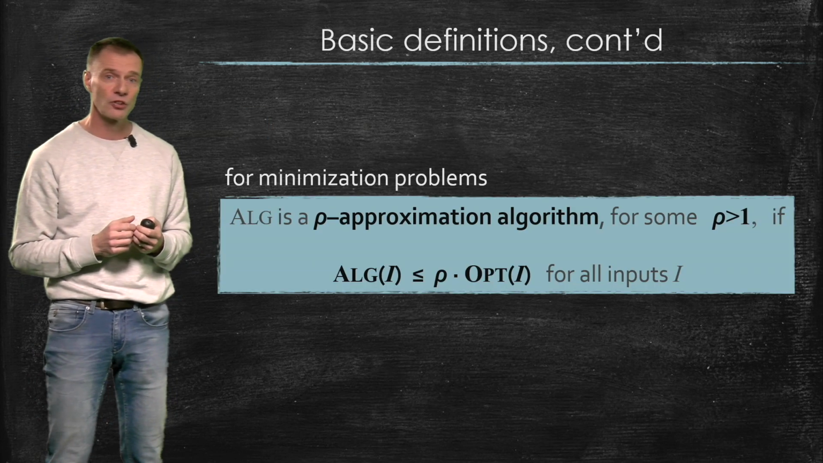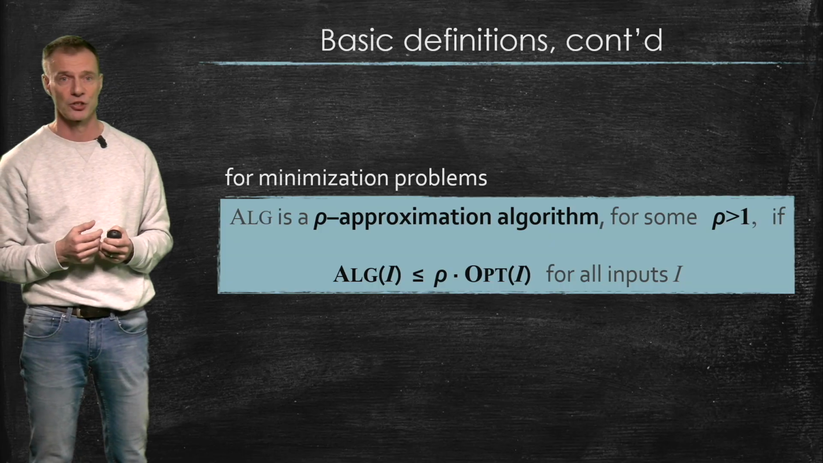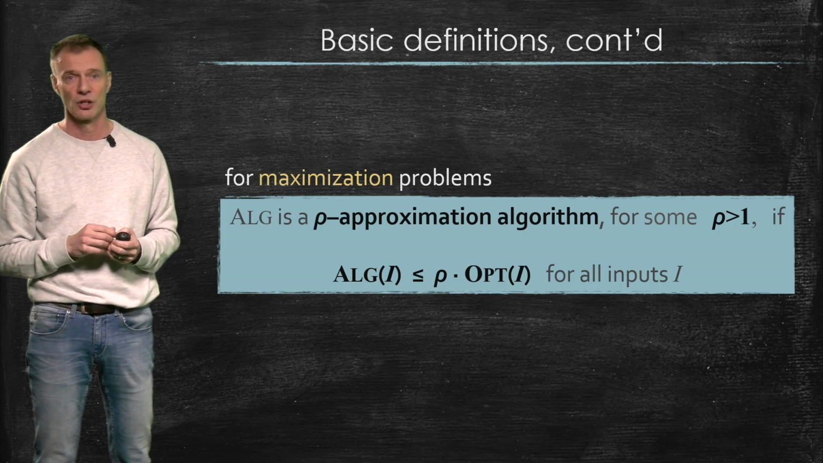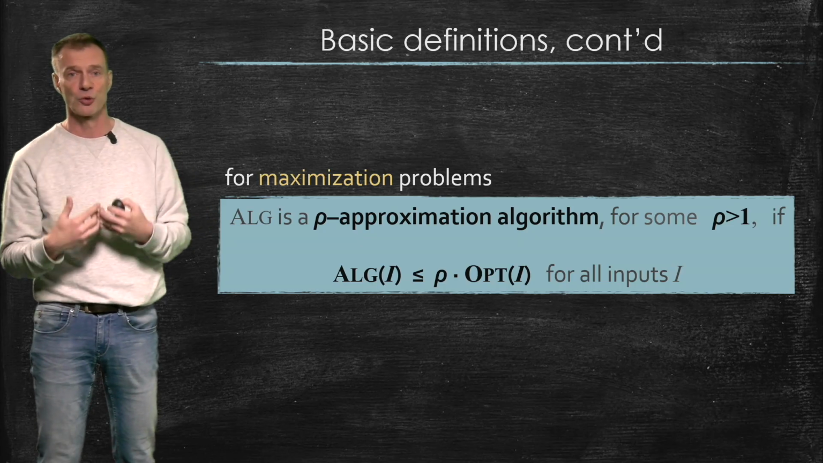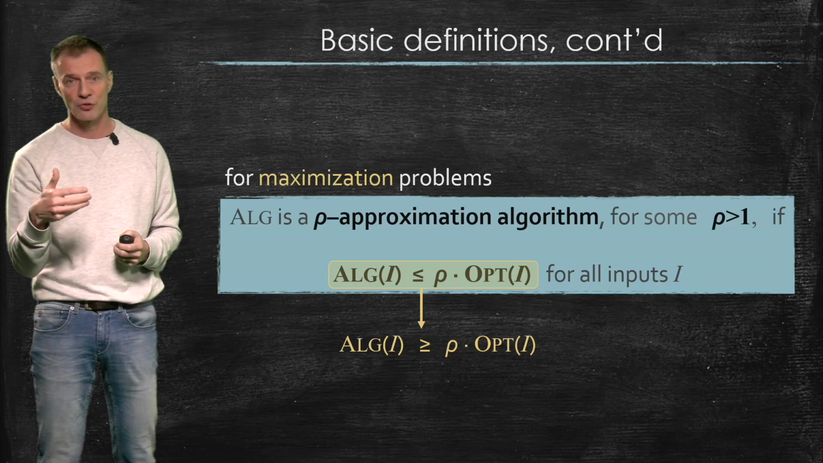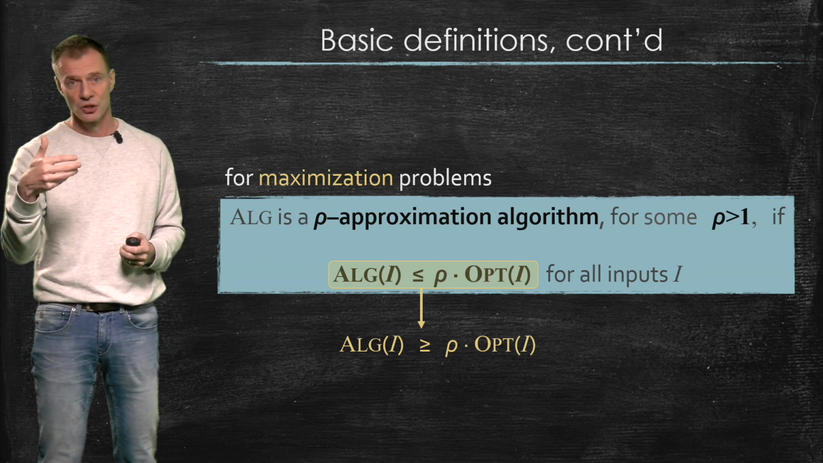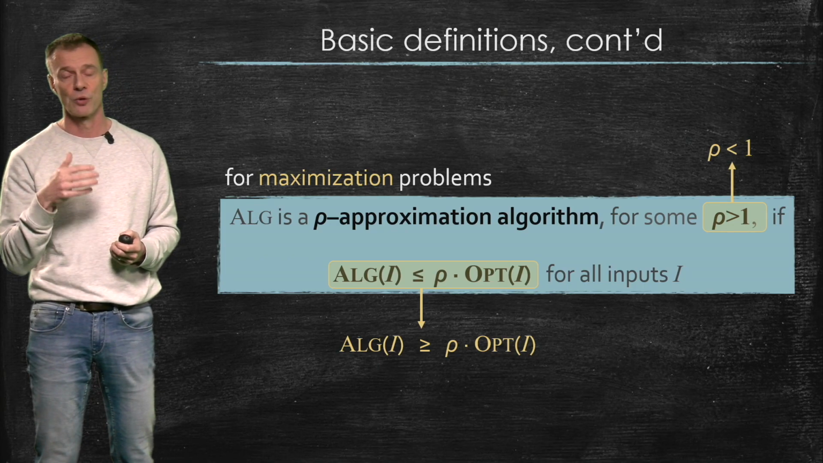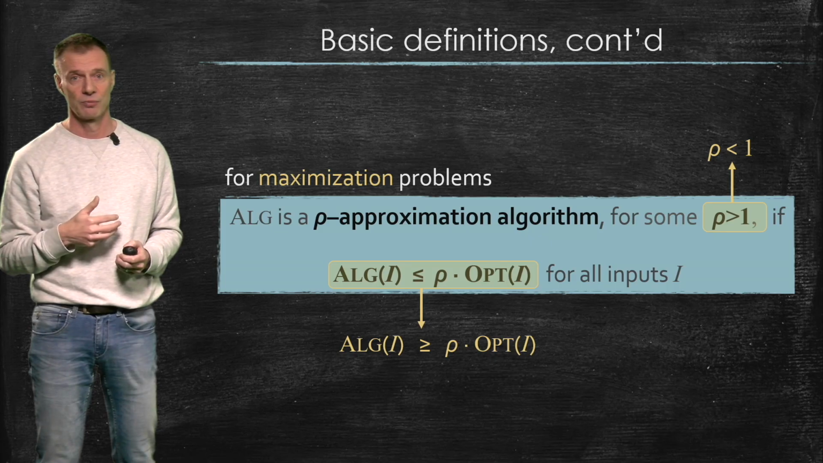Okay, now that we understand the definition of rho approximation for minimization problems, let's have a look at maximization. For maximization, what do we have to change in the definition? Well, for maximization, we want to compute something that has the largest possible value. So now, instead of saying that ALG of I is at most rho times OPT, we want to say that it's at least rho times OPT. And that also means that this value of rho, which for a minimization problem is bigger than 1, would now be smaller than 1.